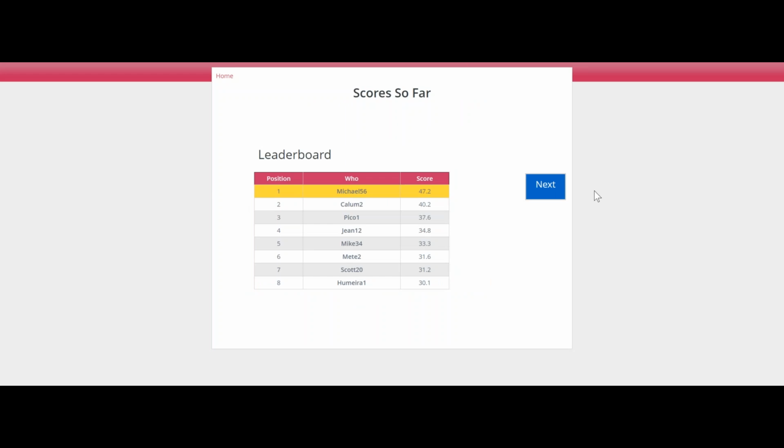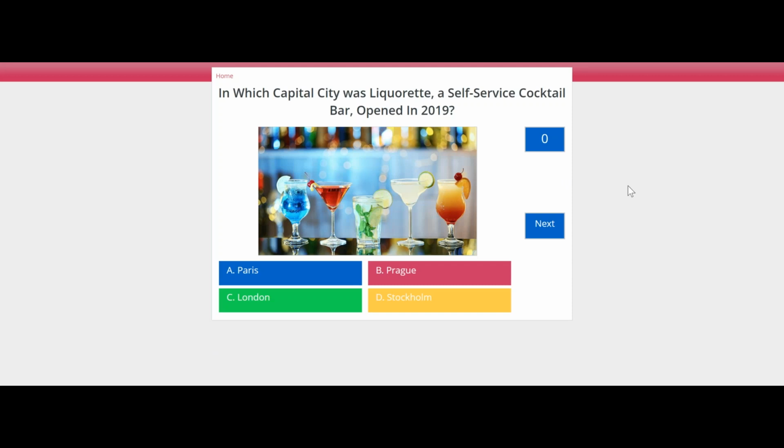So as we move into the final question, the leader at the moment is Michael. Let's see if you can take home the bottle of champagne. It's not you, Mike, is it? So in which capital city was Liquorette, a self-service cocktail bar, opened in 2019? Is it A, Paris, B, Prague, C, London, or D, Stockholm?